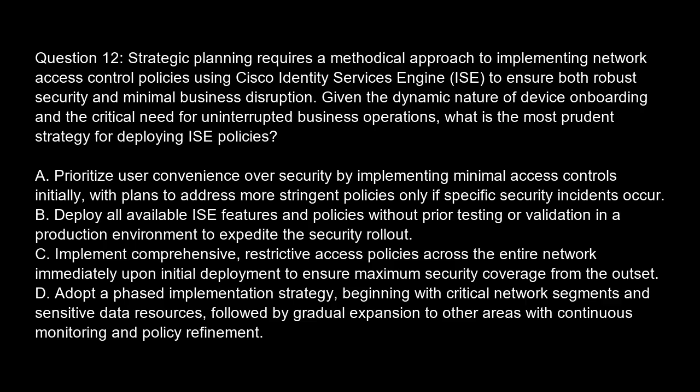Option C. Implement comprehensive, restrictive access policies across the entire network immediately upon initial deployment to ensure maximum security coverage from the outset. Option D. Adopt a phased implementation strategy, beginning with critical network segments and sensitive data resources, followed by gradual expansion to other areas with continuous monitoring and policy refinement.